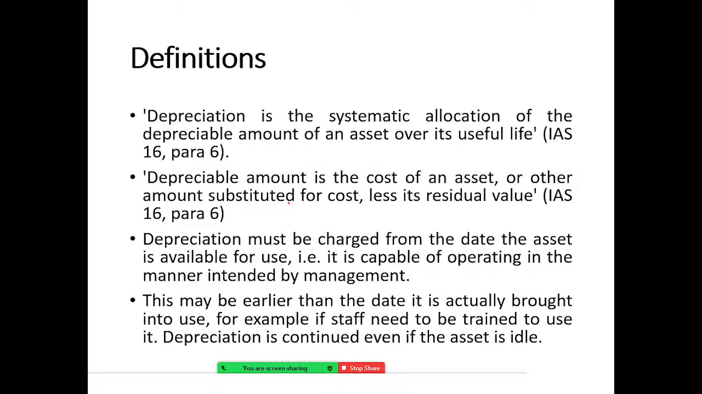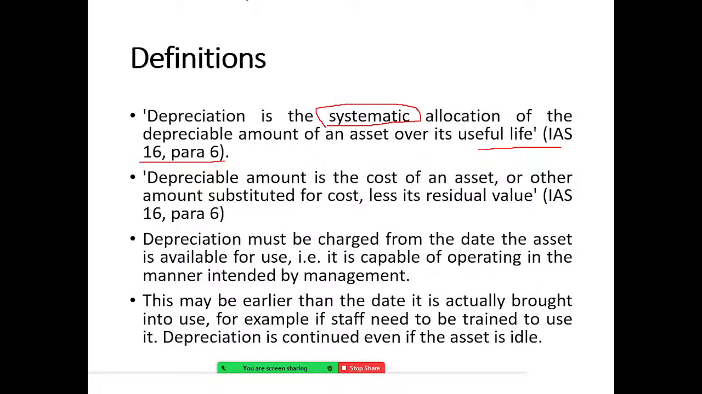Depreciation is the systematic allocation. It's very important. Systematic allocation of the depreciable amount of an asset over its useful life. This definition is explained in IAS 16, International Accounting Standard, paragraph 6. We have already discussed this definition in detail at the beginning of the standard. Depreciable amount is the cost of an asset or other amount substituted for the cost, less residual value.